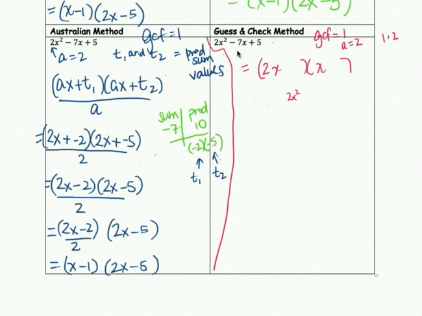Then you're going to look at the C term, which is the 5, and you're going to think, okay, all the numbers that can multiply to make 5.